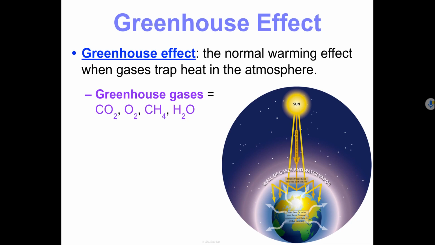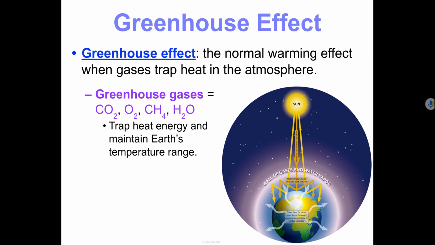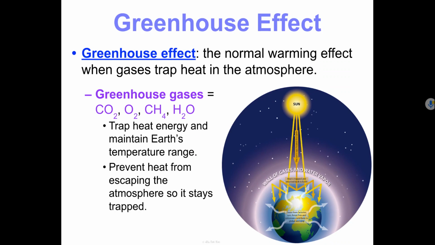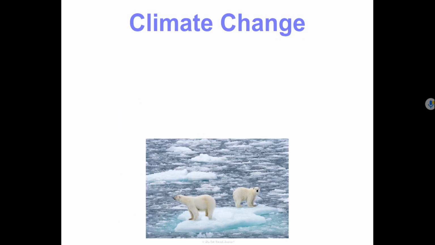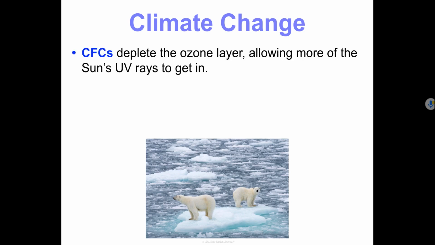This would be carbon dioxide, oxygen, methane, that's CH4, and water, H2O. Again, they trap heat energy from the sun and maintain Earth's temperature range. They also prevent heat from escaping back outside the atmosphere. Now, once you have an understanding of the greenhouse effect and greenhouse gases, you can better understand how humans contribute to and accelerate climate change.